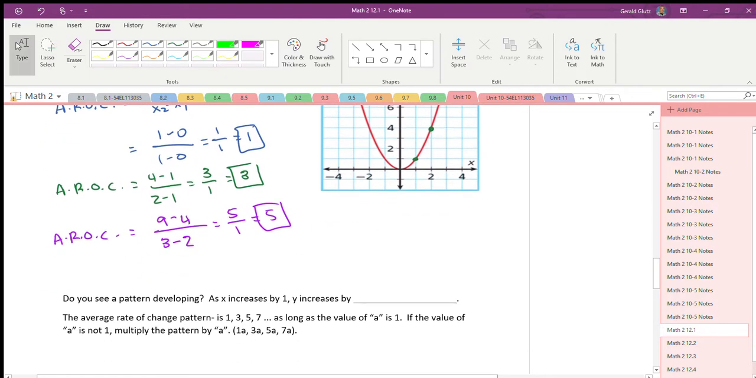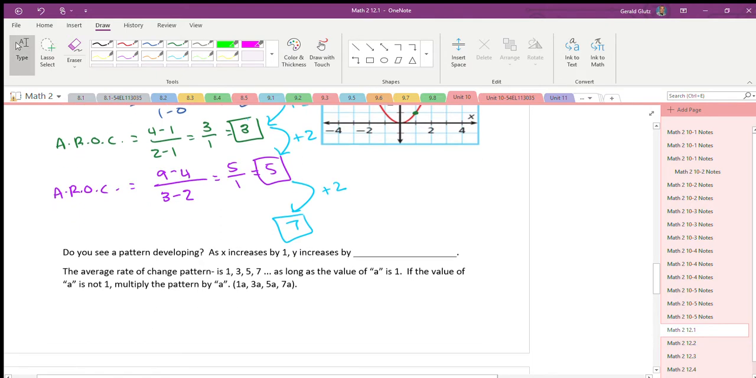All right, so maybe you see a pattern developing here. The average rate of change went up 2, and then the average rate of change went up 2. If we found the average rate of change between 3 and 4, you could probably guess it would be 7. So it just keeps going up by 2. So we're going to use this pattern throughout this unit to make graphing easier. So as x increases by 1, y increases by 2.